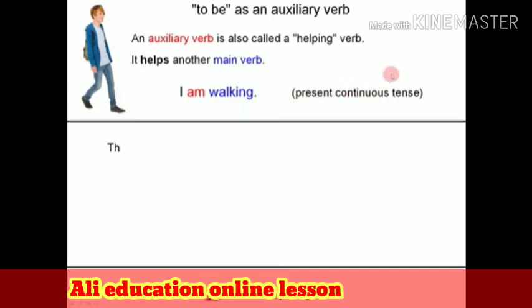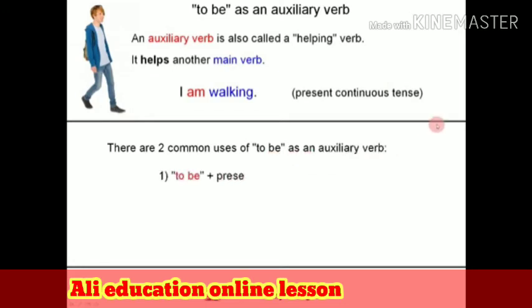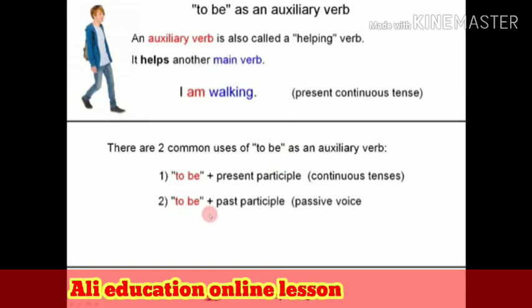Okay? And there are two common uses of to be as an auxiliary verb. The first one is to be plus the present participle in all of the continuous tenses. This is an example here. But there is another use, and it is to be followed by the past participle. And this gives us the passive voice. So let's look at these uses in a bit more detail.